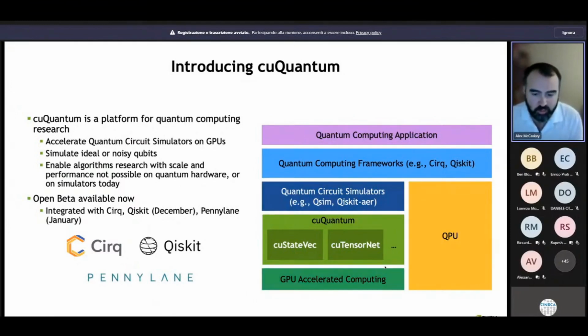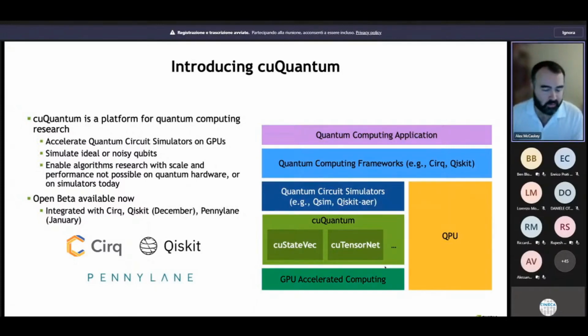It provides a large level of flexibility with regards to what you can use it for because it sits at this foundational layer. And so the idea here is to enable algorithms research at a scale and performance not possible currently on quantum hardware today, or even on simulators that are available today, to push that envelope, right?